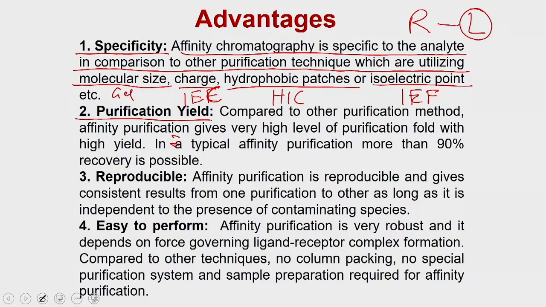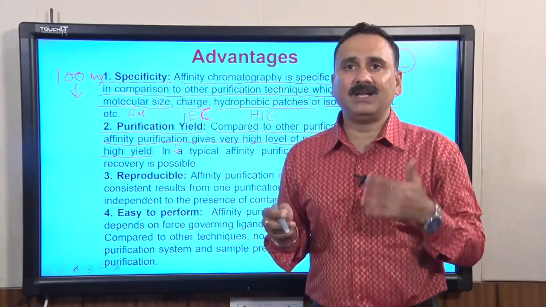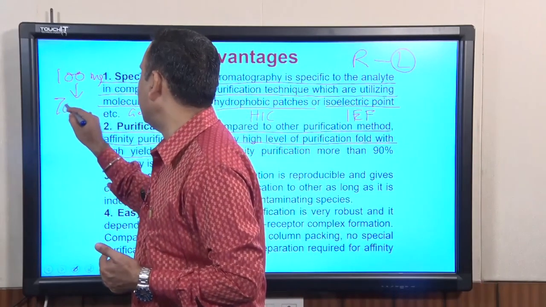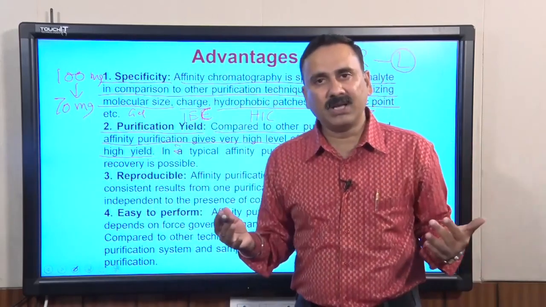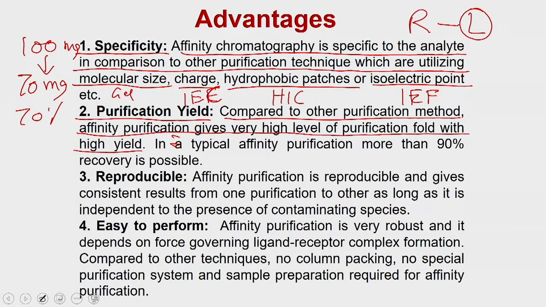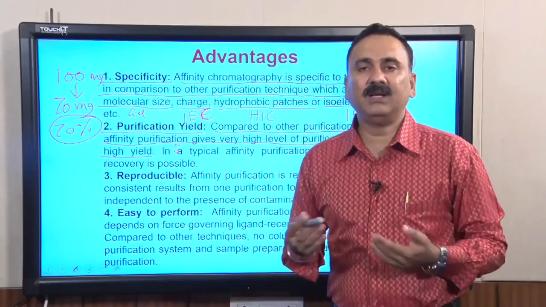Now, the purification yield. Compared to other purification methods, for example molecular size or gel filtration, ion exchange or HIC, affinity purification gives a very high level of purification fold with a high yield. What is meant by yield is this: suppose you have 100 mg of protein in your crude lysate, and the yield means out of 100 mg, how many milligrams of purified protein you get at the end of the purification. Suppose I am getting 70 mg of protein, that means my yield is 70%. Okay? If you divide 70 by 100, you get 70%.